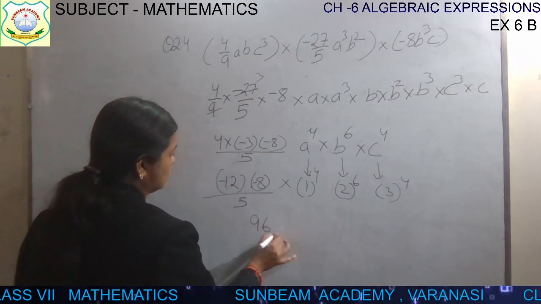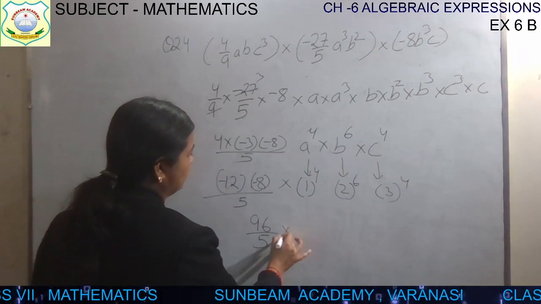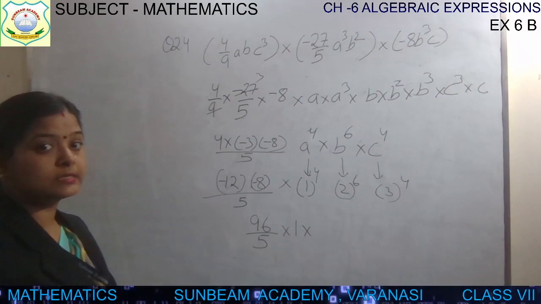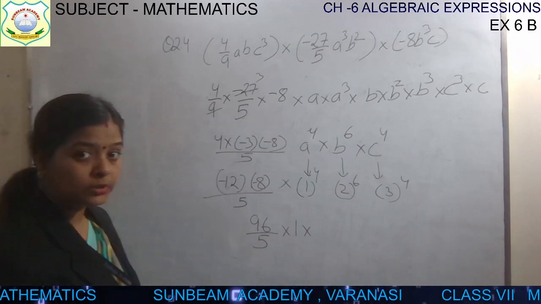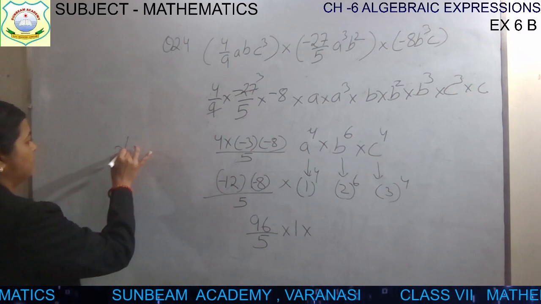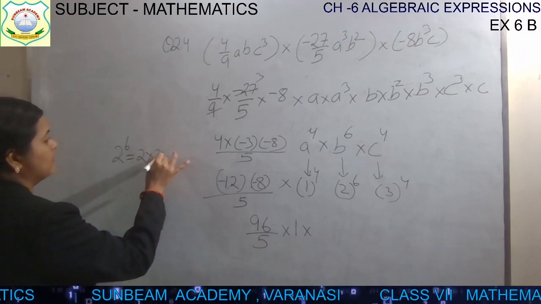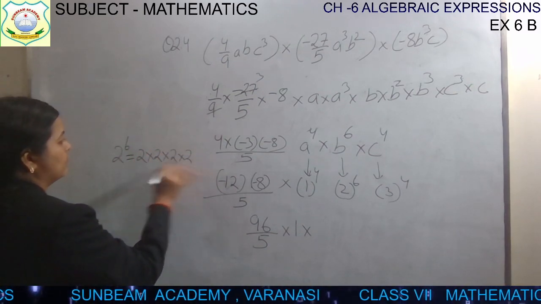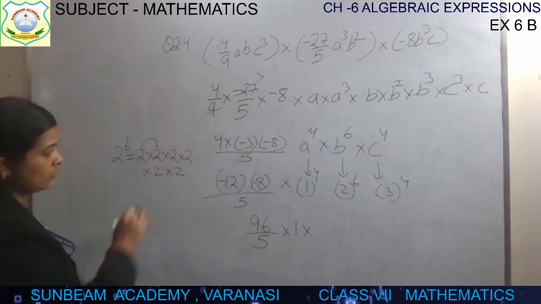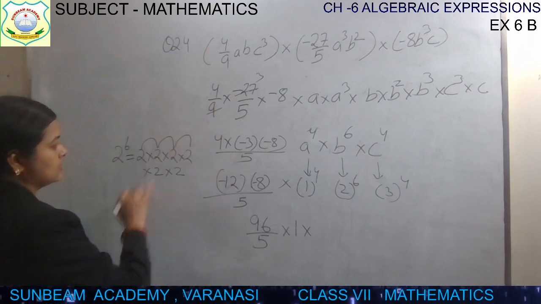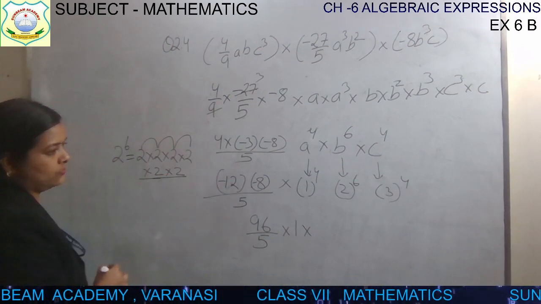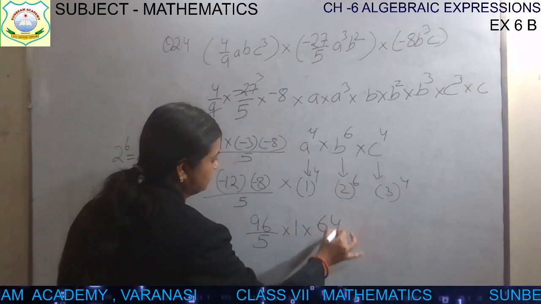So 96 by 5 into 1 into 2 to the power 6. 2 to the power 6 is 64. How? See, 2 to the power 6, 6 times we will multiply it. 2 2s are 4, 4 2s are 8, 8 2s are 16, 16 2s are 32, and 32 2s are 64. So it is 64.